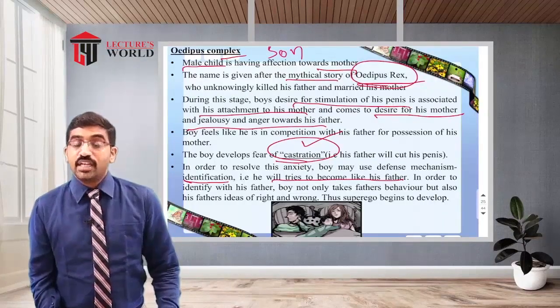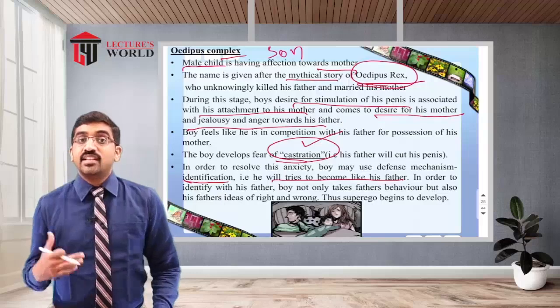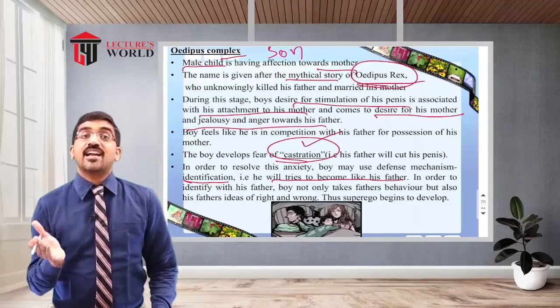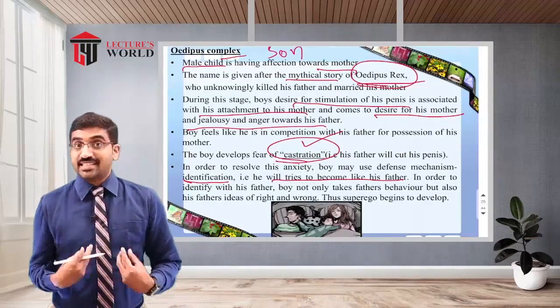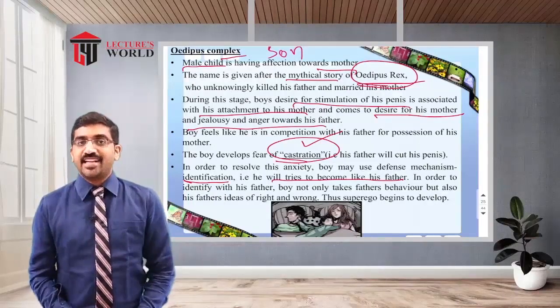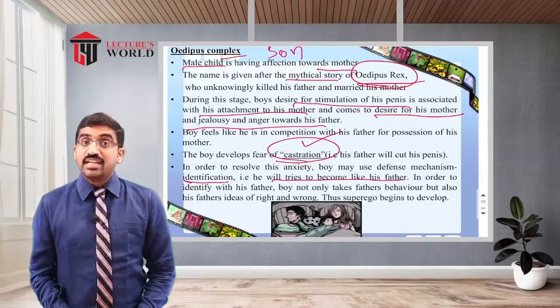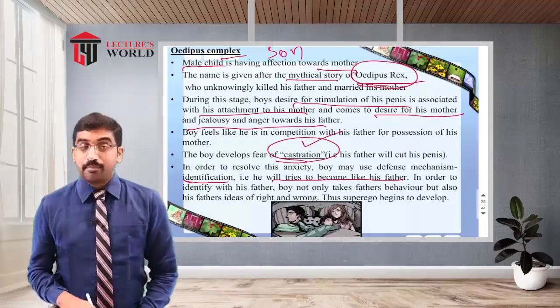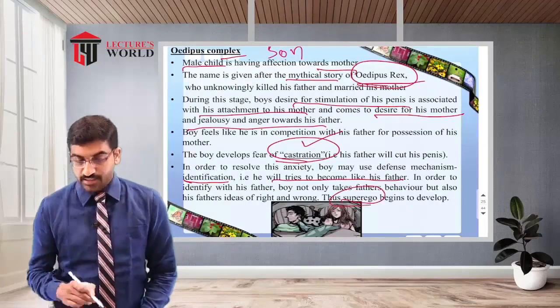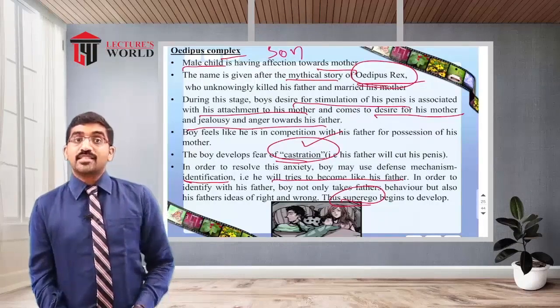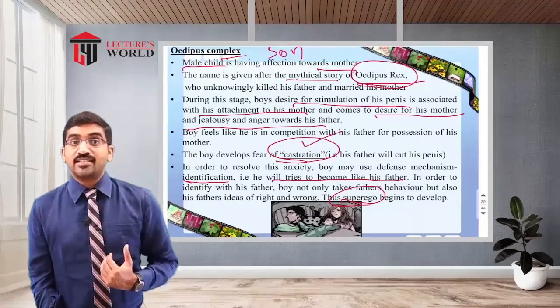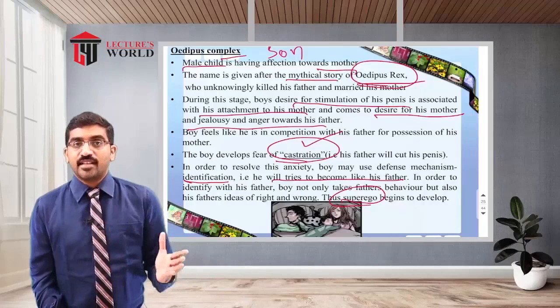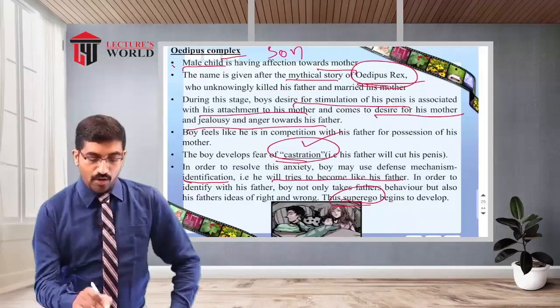He will act like his father, and he will think that his mother will have attraction towards him because he is imitating his father. That is the identification mechanism. So he will develop jealousy or anger towards his father, and later he develops everything. So here the superego develops. Clear? The superego is the perfect principle, because he understood that this is the right method I should follow. This is the Oedipus complex. Clear?